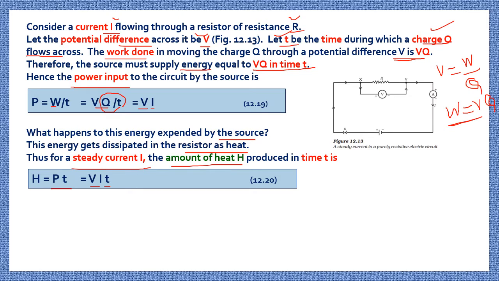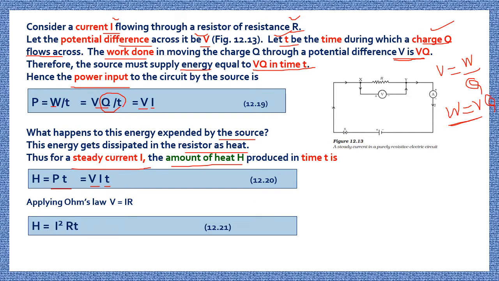This is the formula to find the heat produced in a resistor. Another formula we can also write. Now use Ohm's law here and substitute the value of V is equal to IR. So H will become I square Rt. H is equal to I square Rt is the formula to find the heat produced in a resistor, and this is known as Joule's law of heating. I think it is clear.